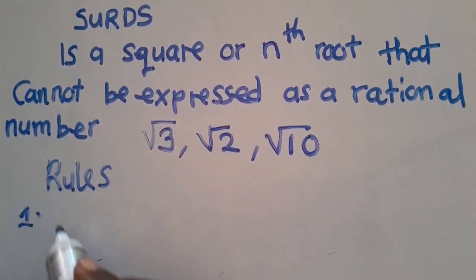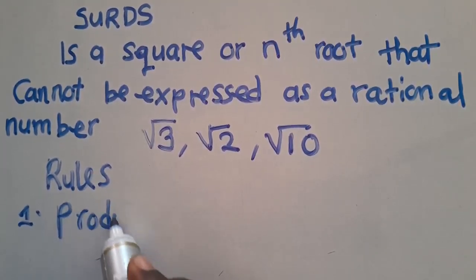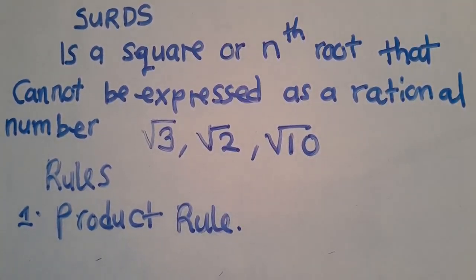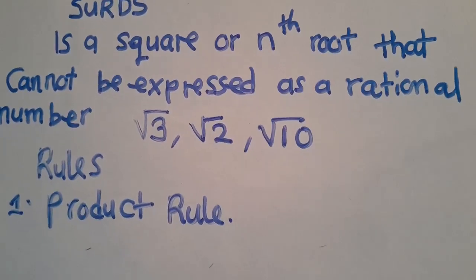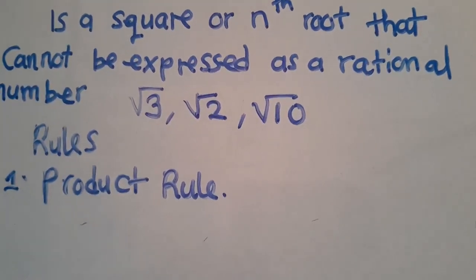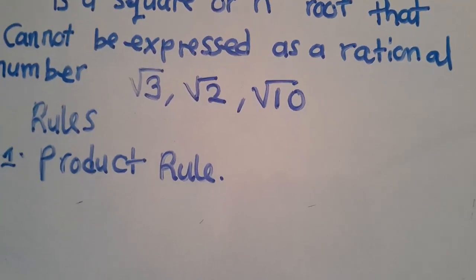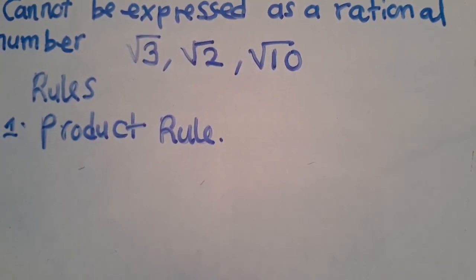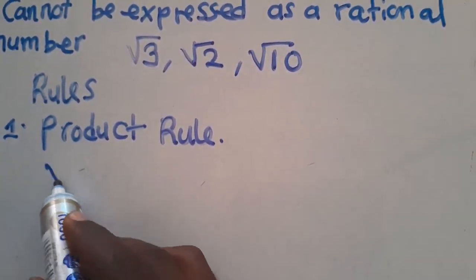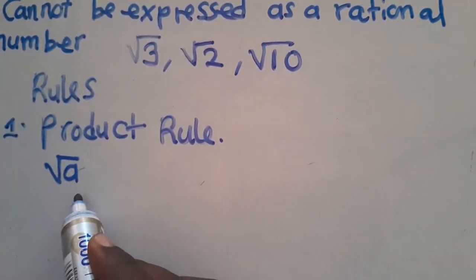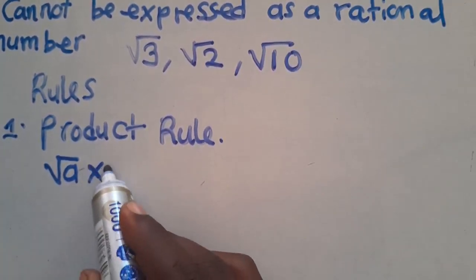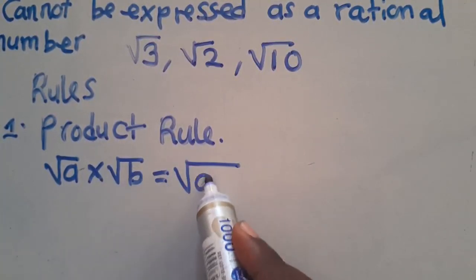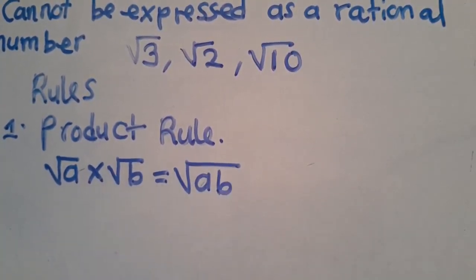The first rule is called the product law. So what do I mean when I say the product law? It states that when you've got root A, multiplying it (product means multiplication) by root B, this is equal to what? You just get root AB. This is what it means.